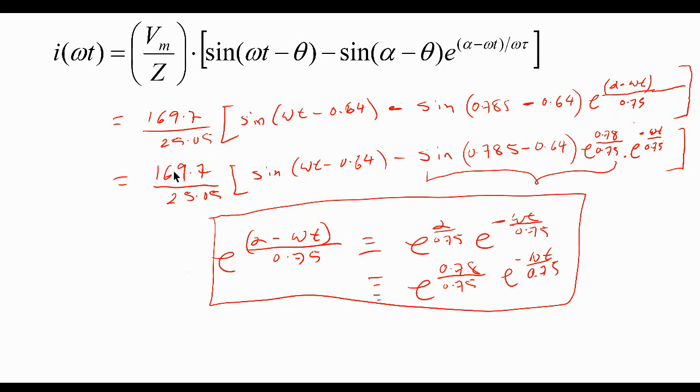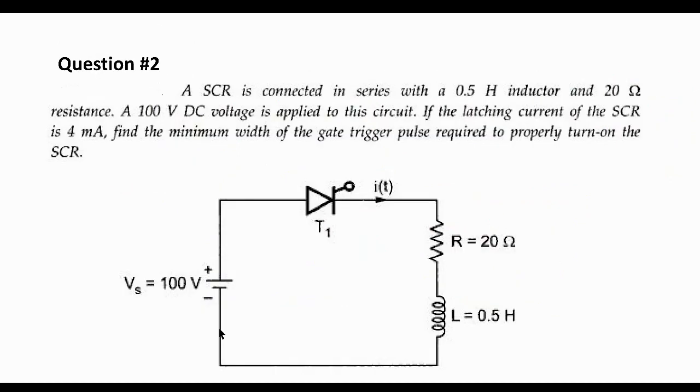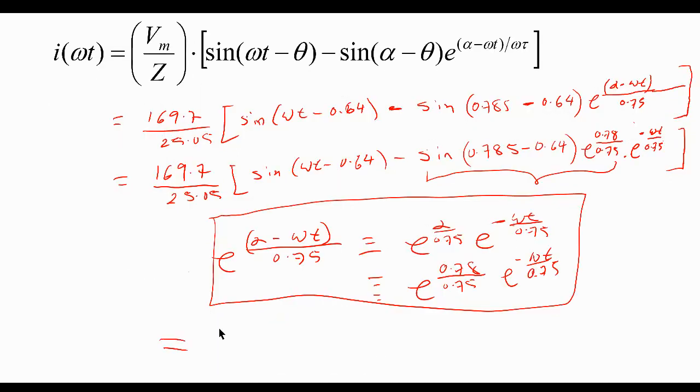And this, when you multiply it, work this. So what was it again? It was 169.7 over 25. What's that? 6.7. So that's 6.7 sine, so this would be omega t minus 0.64 minus, and you told me again 2 point what? 2.79. 2.79 plus e to the minus omega t over 0.75.